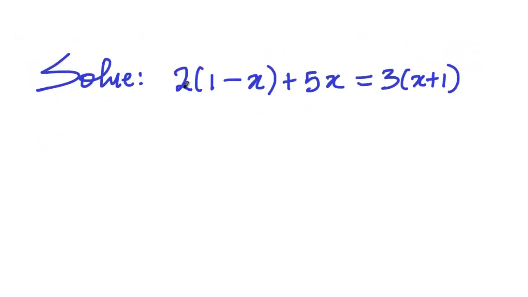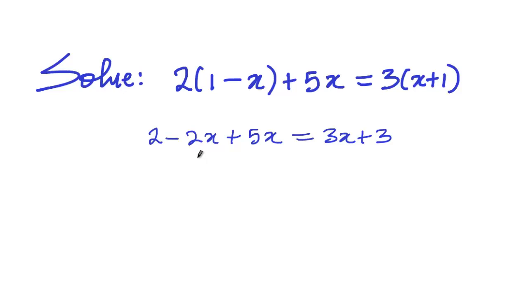So let's open the bracket. So 2 times 1 will give us what? 2. Then 2 times minus x, that will give us minus 2x. Then plus 5x will be equal to 3 times x, that is 3x. Then 3 times 1, that is plus 3, right?